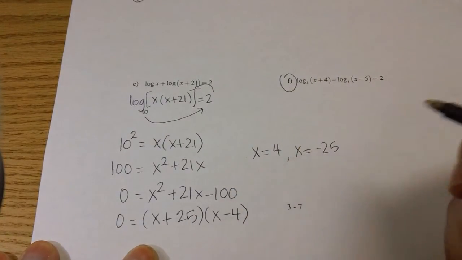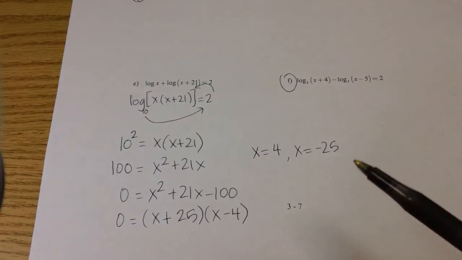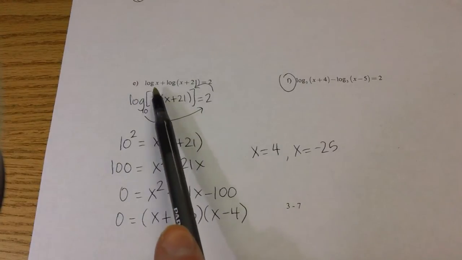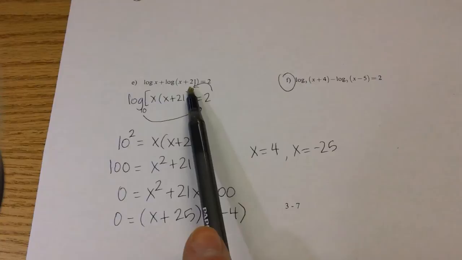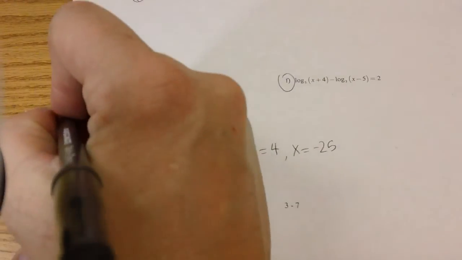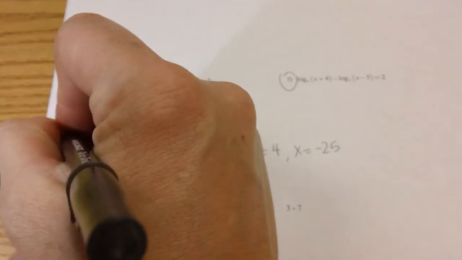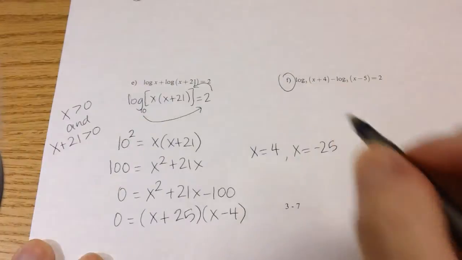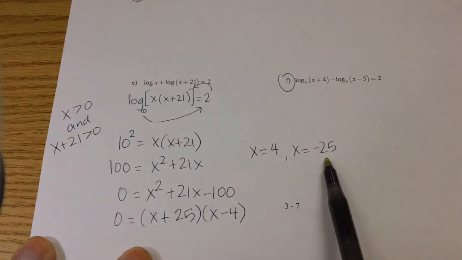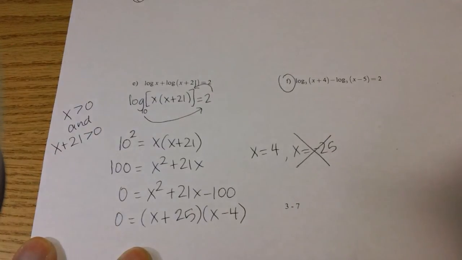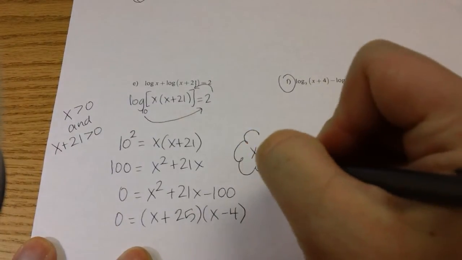Now, going back to what we said at the very beginning, remember that if we have the log of x, x has to be greater than 0. Here we have x and we have x plus 21, so we have two restrictions. x has to be greater than 0, and x plus 21 has to be greater than 0. In this case, x equals negative 25 is not greater than 0, so it is not going to be an answer. So our answer is x equals 4.